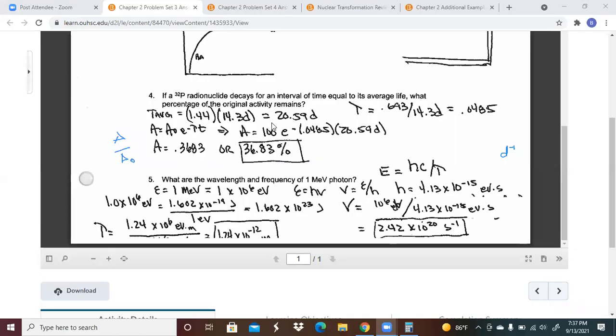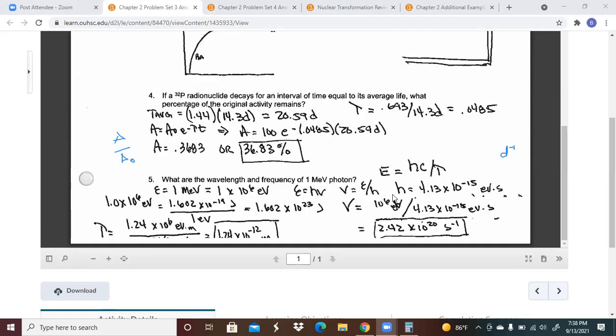So finally, the fifth problem here. What are the wavelength and frequency of a 1 MeV photon? So if the energy is 1 MeV, that's a way of expressing that in eV, mega electron volt. We know that the energy is h nu, and we're going to have to figure out exactly what this nu actually means. So we solve for it.